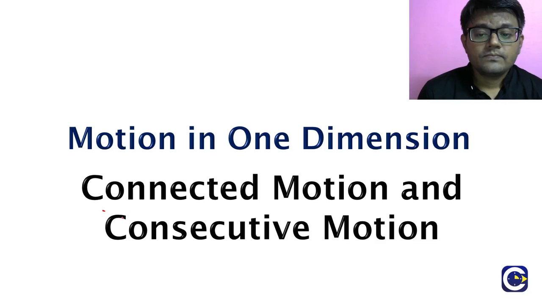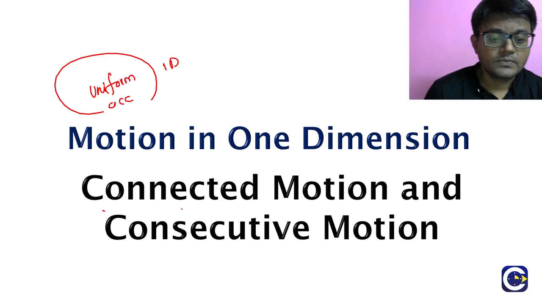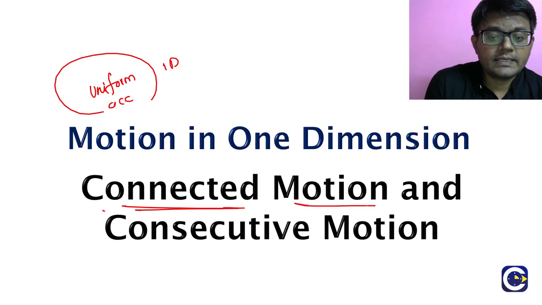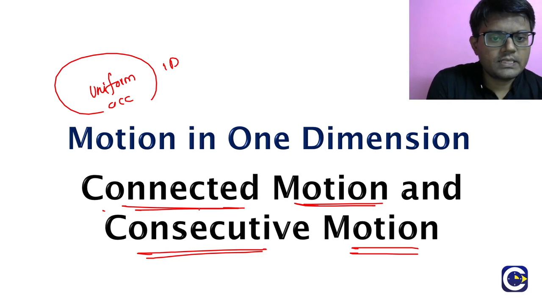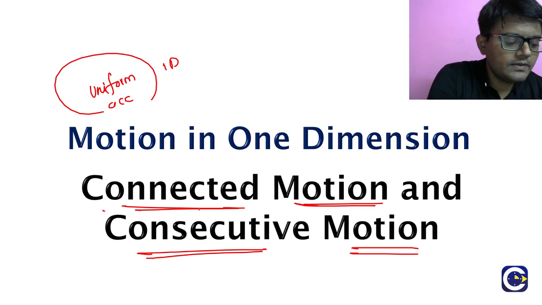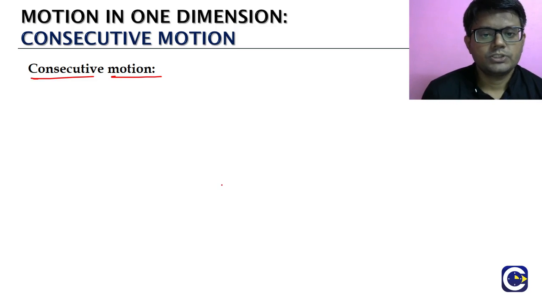Hello everyone. In this video, we will discuss two important models of questions in the case of uniform acceleration motion in 1D. These are called connected motion problems and consecutive motion problems. We'll try to understand the concept first and then look at the examples. First, we'll begin with consecutive motion.